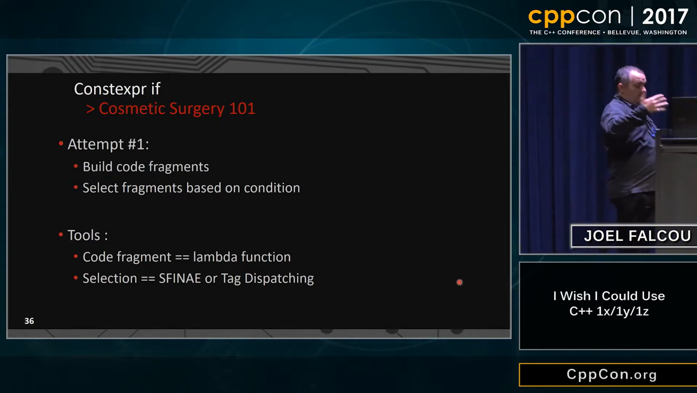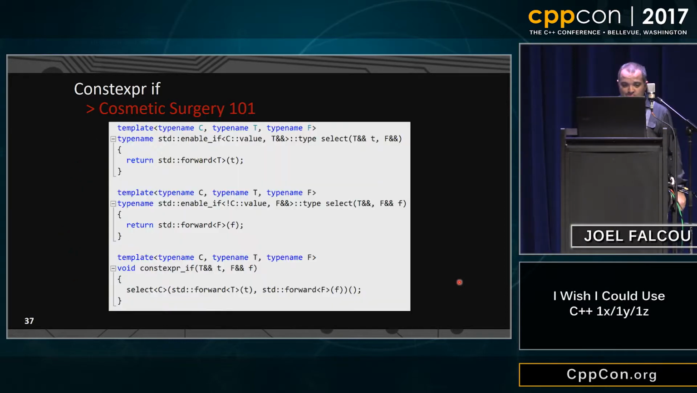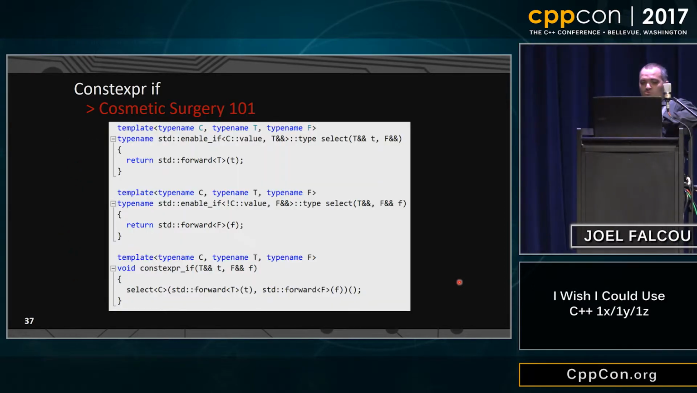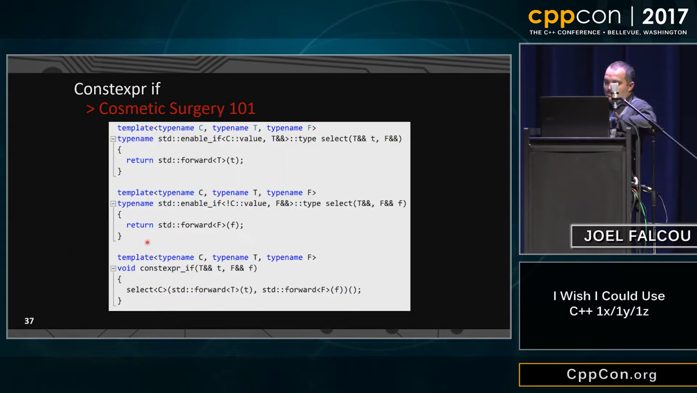So what can we do? Well, let's take the code we have just before and look at what we can do. So I will start from there. We have this constexpr if thing, which is now a function that takes two things, T and F, which are the true and the false cases, and takes something, a type there, C, which contains a condition. And what you do is you pass that to a select function, and the select function uses SFINAE to select which version of the function will be used.